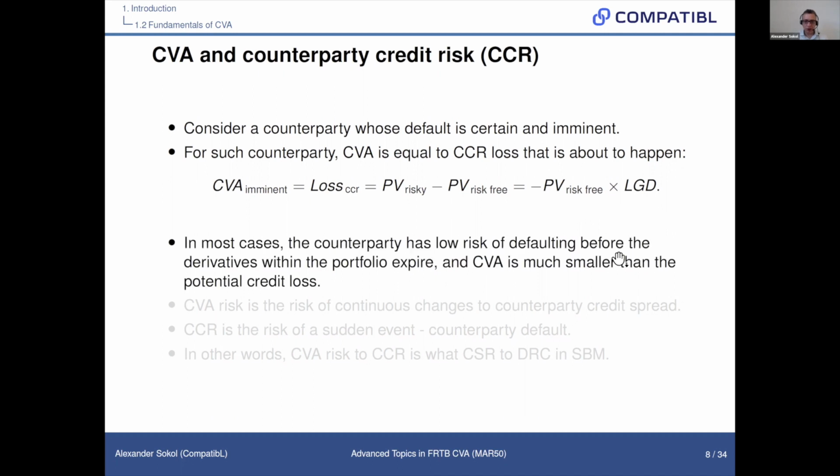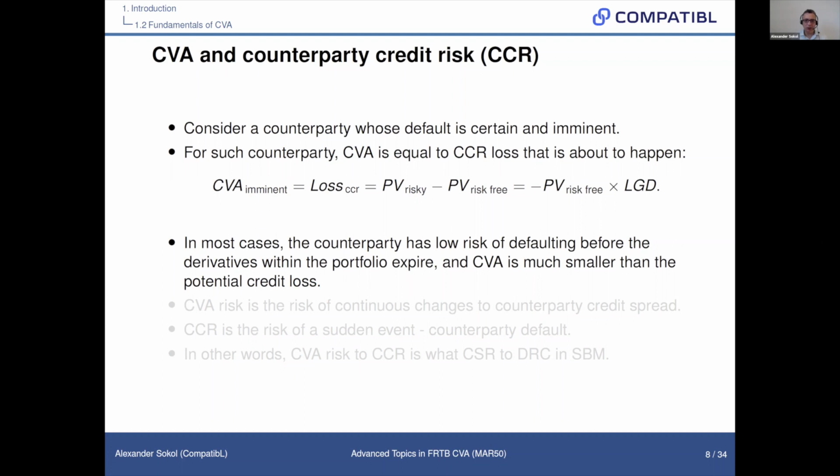Okay, so that's an extreme case where both the counterparty credit risk tomorrow and the CVA value today are just the same. In most cases, that's completely different. In most cases, the counterparty has a low risk of default. If this is the type of counterparty that you as a bank would like to trade with, it likely is highly rated and has a low risk of defaulting before the derivatives within the portfolio expire.